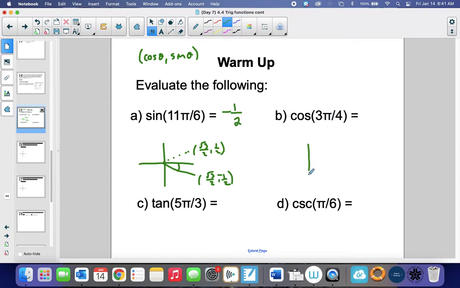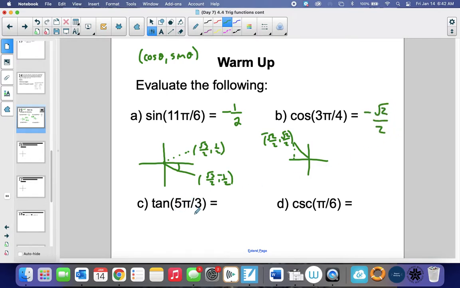So cosine 3 pi over 4, we've got 1 pi over 4, 2 pi over 4, 3 pi over 4, so it's going to be in this quadrant. I know pi over 4s are always root 2 over 2. So anytime you see a pi over 4 around the unit circle, that's what it's going to be. And in this quadrant, the x value is negative, so this value is going to be negative. So that means cosine is negative root 2 over 2.